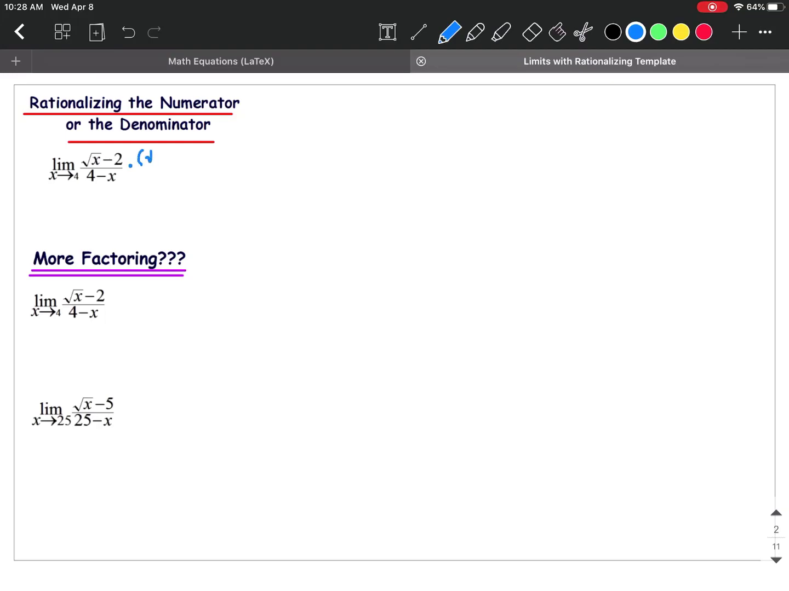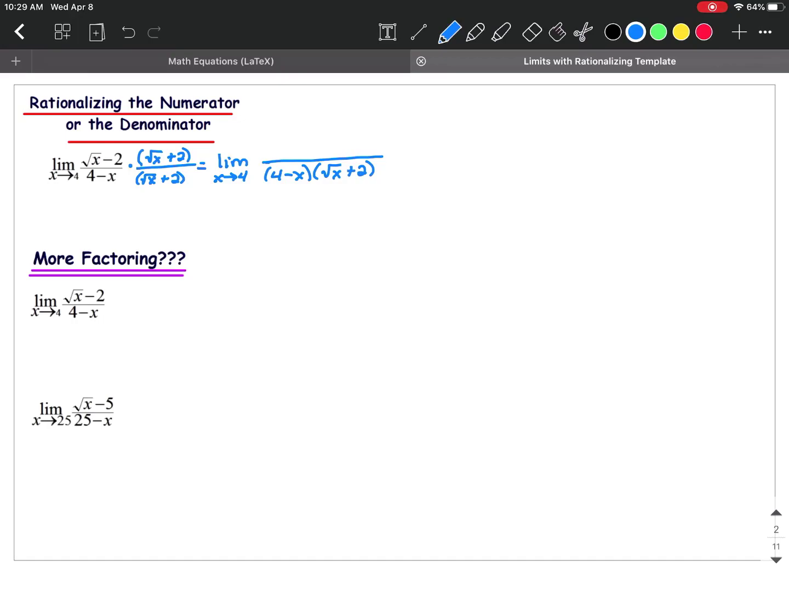We're going to multiply by the conjugate of the numerator, which is radical x plus 2 over radical x plus 2. And this is the limit as x approaches 4. Now, little hint here. If I'm rationalizing the numerator, do not multiply out the denominator. It will just complicate your life and make it harder to solve the problem. Do not multiply it out.